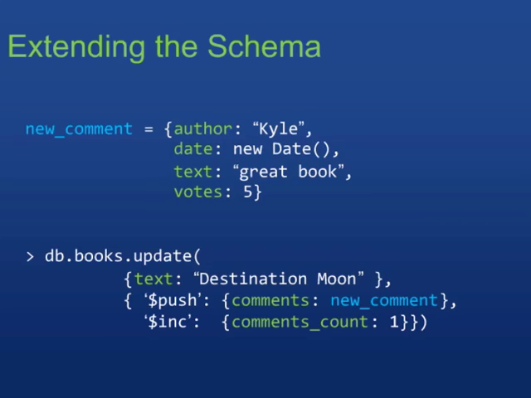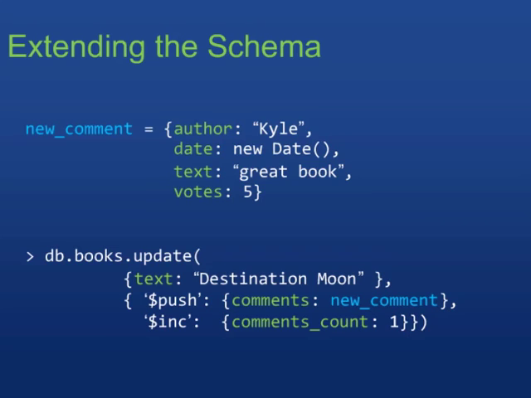So I say db.books.update, and the update command has 2 clauses inside of it. The first is a query clause. So I'm saying text: destination moon. This acts like the where clause of your query, so this tells us which book it is we want to update. The second part of the update command is the actual update, and I'm using 2 updates inside this single transaction here. So I'm saying a push command.